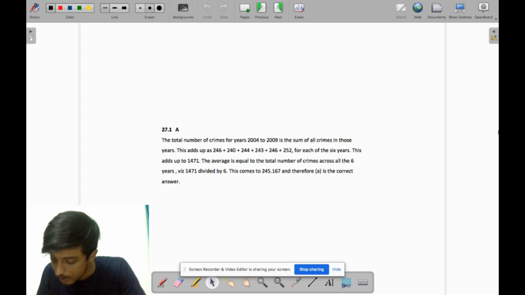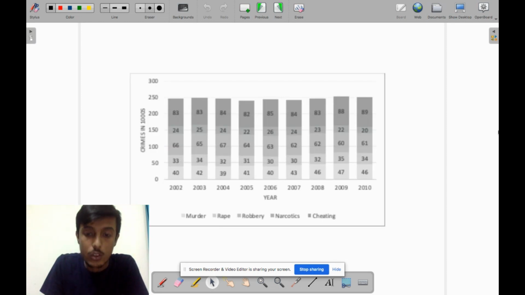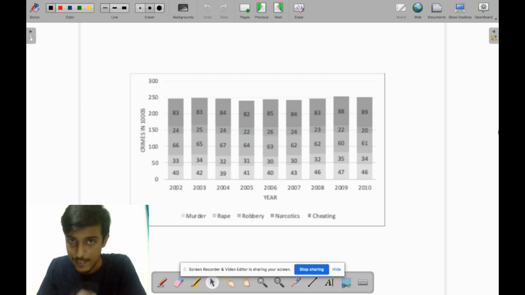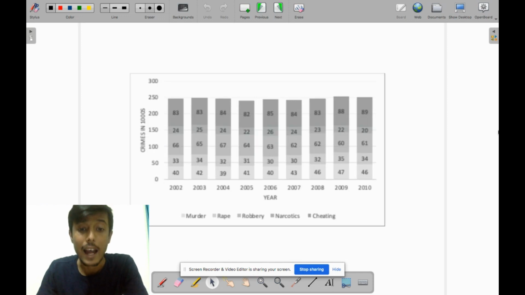So the first question here is, what is the average number of all crimes, rounded to the nearest thousand, between 2004 and 2009? So your area is 2004 to 2009. How many years is that? That is 6 years. So in these 6 years, you have to add all the crimes of each and every year. Just taking the example of 2004, you'll have to add 39 plus 32 plus 67 plus 24 plus 84, which will give you 246. So like that, you'll add for all years.